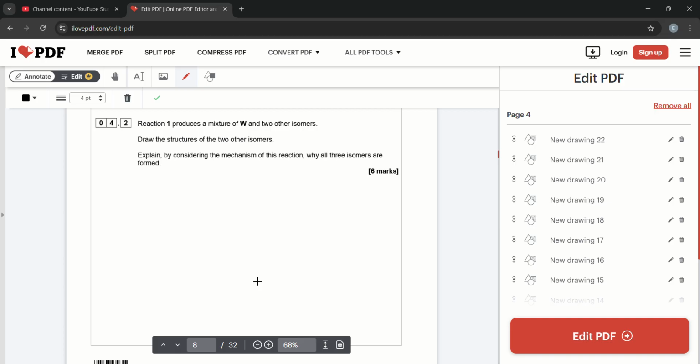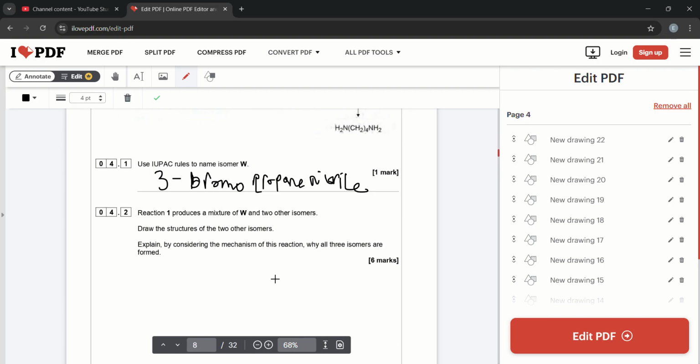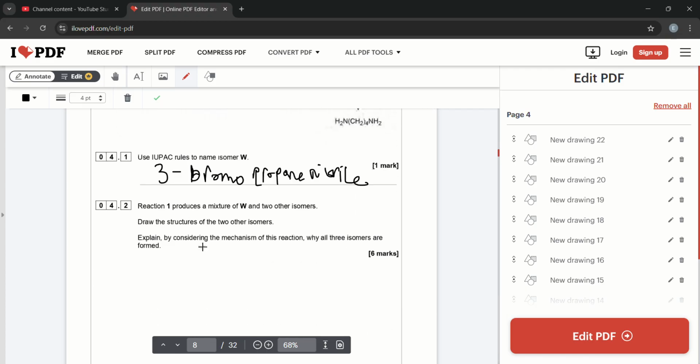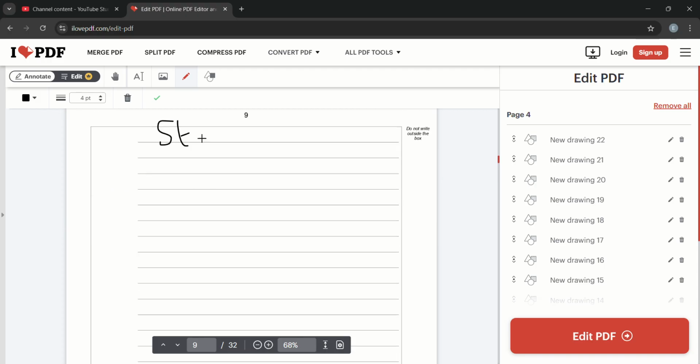Reaction 1 produces a mixture of W and 2 other isomers. Draw the structures of the 2 other isomers, and then explain by considering the mechanism of the reaction why all 3 isomers are found. So, stage 1, the types of isomers found.